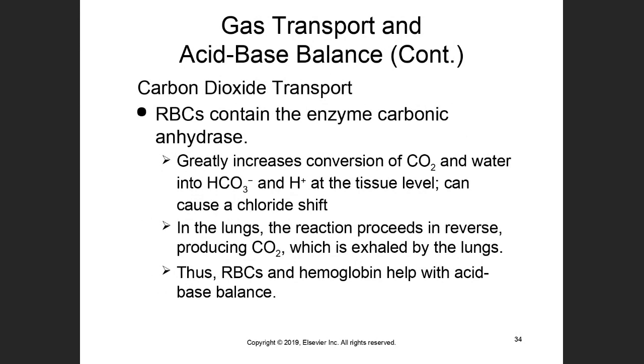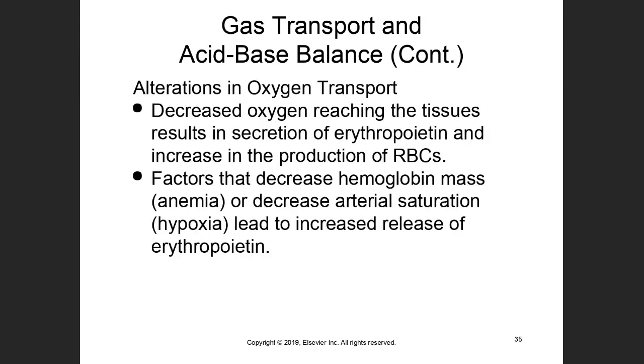RBCs contain an enzyme, carbonic anhydrase. The enzyme carbonic anhydrase converts CO2 and water to bicarbonate and hydrogen ion. Now, decreased oxygen reaching the tissue results in secretion of erythropoietin and an increase in the production of RBC. Factors that decrease hemoglobin mass, anemia, of course, and decreased arterial saturation, hypoxia, lead to increased release of erythropoietin, of course, because it's a reaction mechanism of your body.